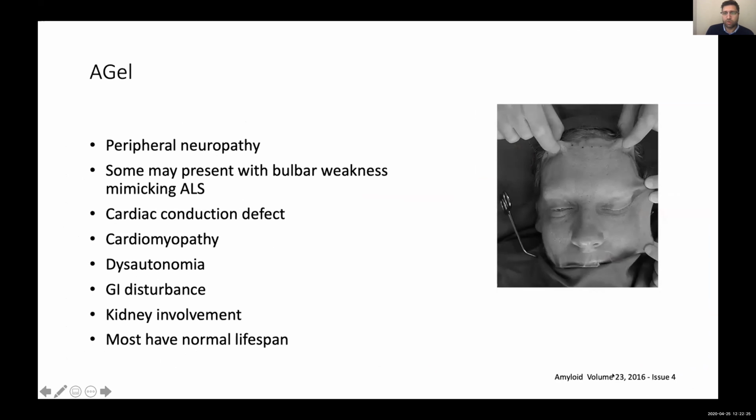Some patients develop sensory neuropathy, the symptoms that I just discussed, numbness, tingling, burning pain in the hands and feet. Some descriptions of this disorder affect the tongue and the swallowing muscle, and these patients may have been misdiagnosed with motor neuron disease or ALS. Some patients can have cardiac conduction defect, cardiomyopathy, dysautonomia, GI disturbance, and kidney involvement. The good thing about this disorder is that people have a normal lifespan. If you compare these patients to the general population, they survive as long as the general population and don't have reduced lifespan.